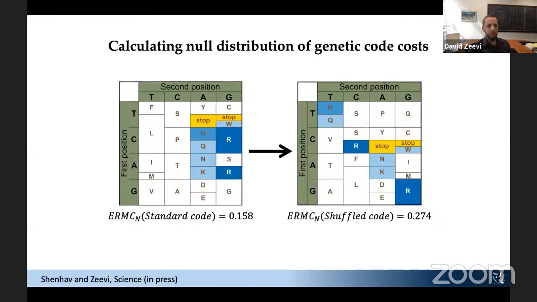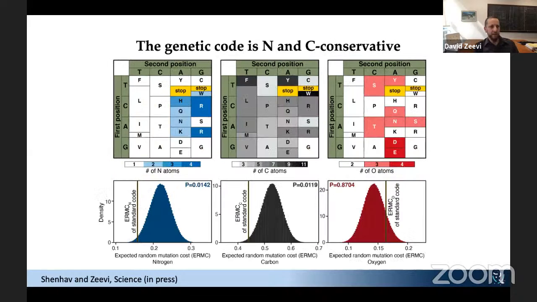And then what we can do is shuffle the genetic code and create a null distribution. We create 1 million of these hypothetical genetic codes, and then compare them to the standard genetic code in terms of nutrient conservation. What we find is that the standard genetic code is more conservative given a random mutation than all but 142 codes in terms of nitrogen conservation, and all but 119 codes in terms of carbon conservation.